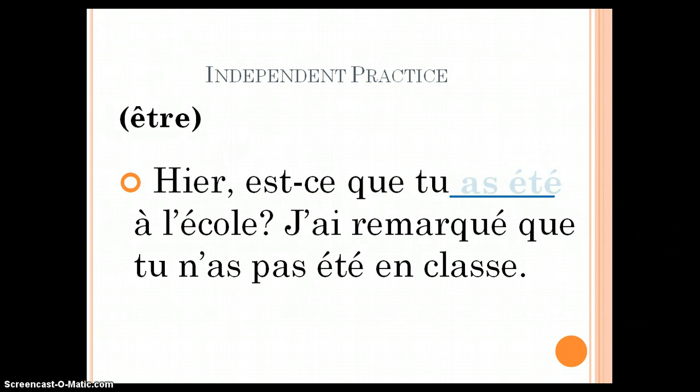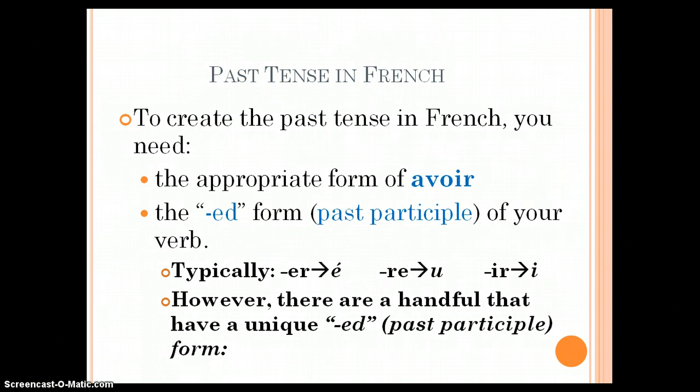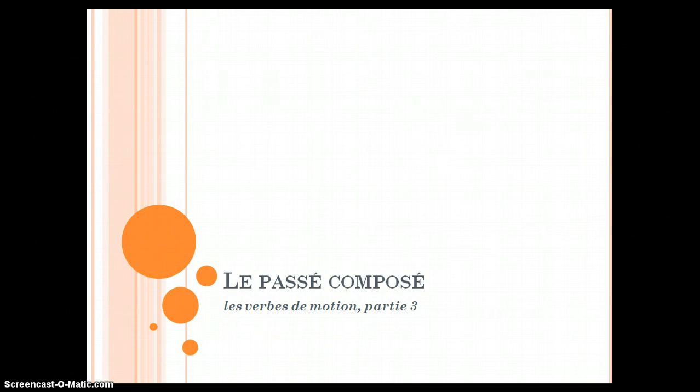Hier, est-ce que tu as été à l'école? J'ai remarqué que tu n'as pas été en classe. As a review, to create the past tense in French, you need the appropriate form of avoir and the ed form of the past participle of your verb. Typically, it's er to e accent aigu, re to u, and ir to i. However, there are a handful of verbs that have their unique ed form. And part 3 are a special subset of verbs that are even more regular and don't use avoir as their auxiliary verb.